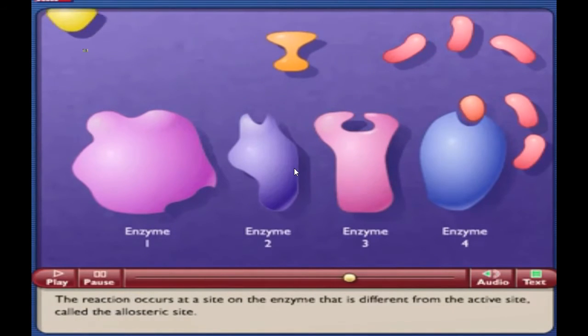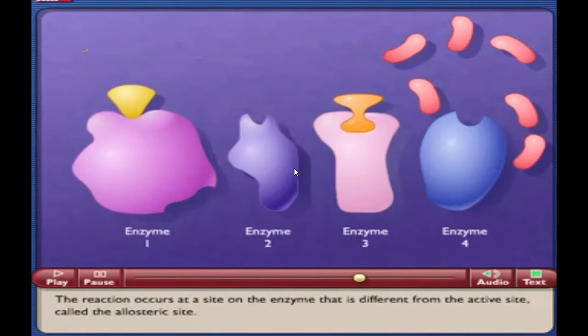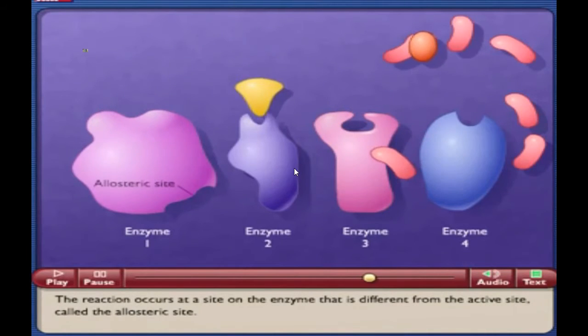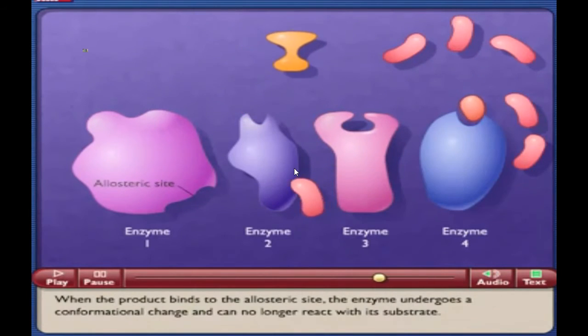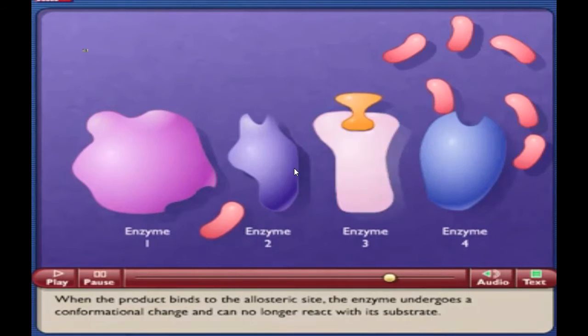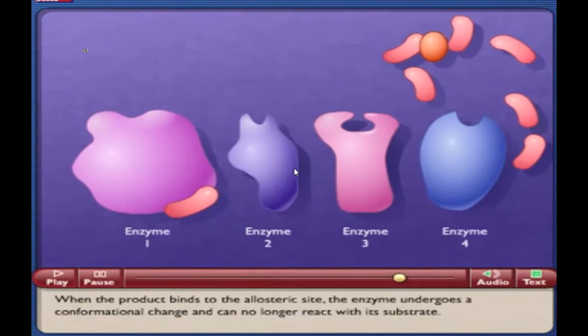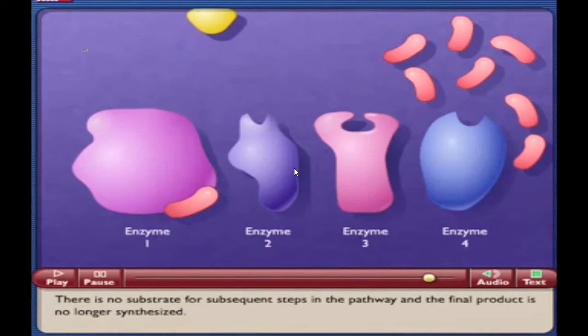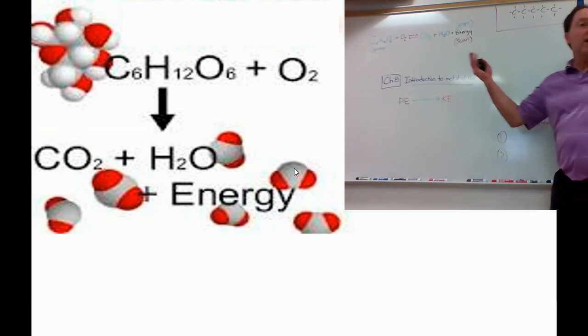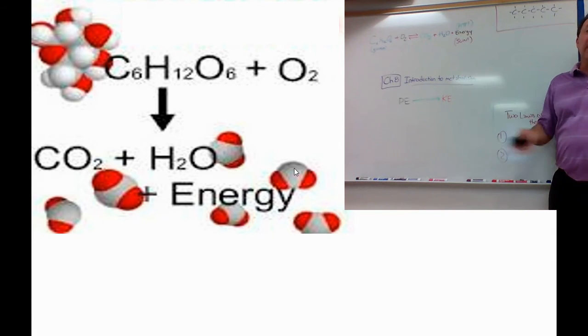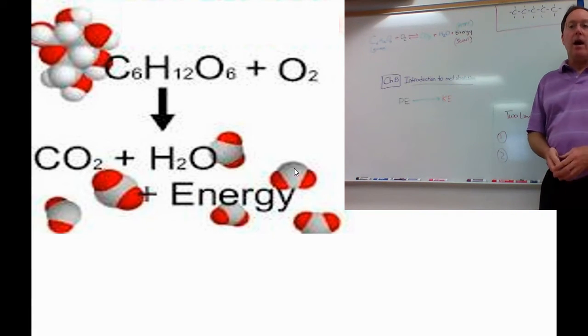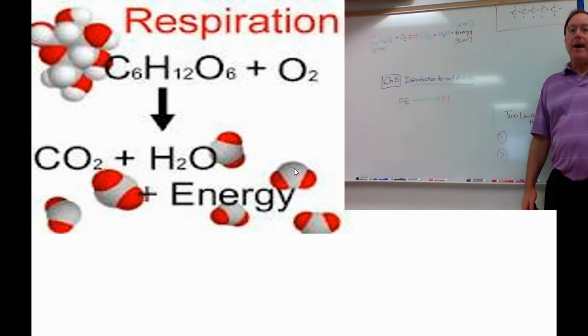The reaction occurs at a site on the enzyme that is different from the active site, called the allosteric site. When the product binds to the allosteric site, the enzyme undergoes a conformational change and can no longer react with its substrate. There is no substrate for subsequent steps in the pathway, and the final product is no longer synthesized. So that phenomenon we already learned about, that's the negative feedback inhibition. We'll see that again in this chapter.